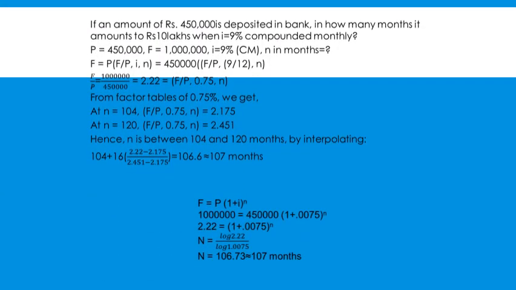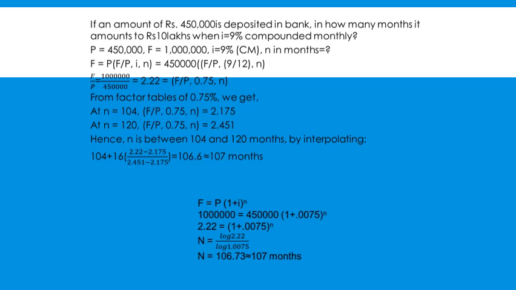Next problem is, if an amount of rupees 4,50,000 is deposited in bank, in how many months does it amount to rupees 10 lakhs when I is equal to 9% compounded monthly. See, this is a different case now. I have introduced effective interest rate in this problem. First stage, as I have already said, identify what is known and what is unknown. Then only you can understand the relationship.